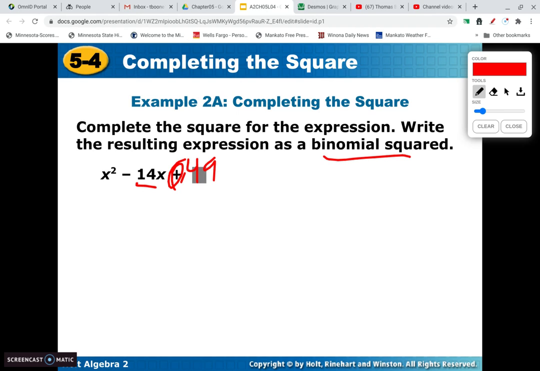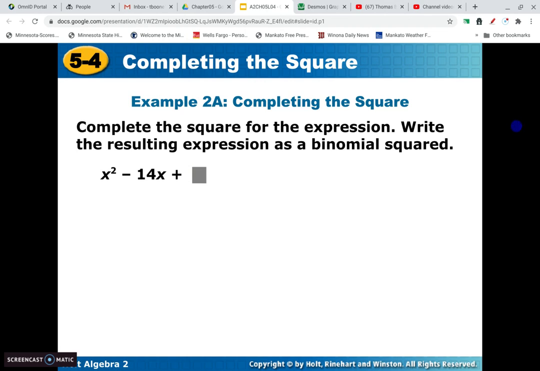Now, what is the binomial squared? Well, it's going to be x, and if this number is negative, it's going to be negative there. Remember, it's the square root of that 49, it's the 7 squared. X minus 7 squared is what that is. Okay. All right, let's try another one.